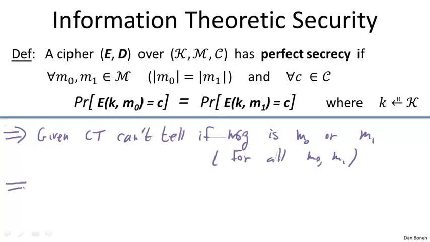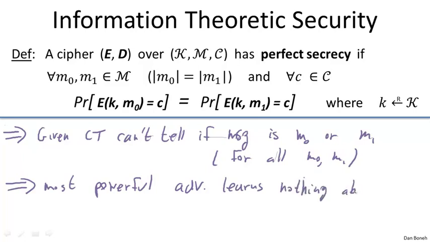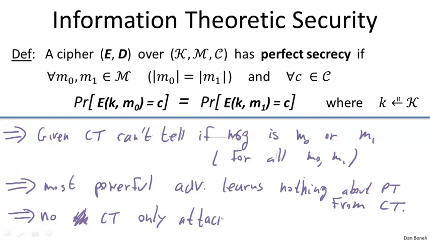What this means is that if you're encrypting messages with a one-time pad, then the most powerful adversary, I don't care how smart you are, learns nothing about the plaintext from the ciphertext. To say it one more way, what this proves is that there is no ciphertext-only attack on a cipher that has perfect secrecy. Now, ciphertext-only attacks aren't the only attacks possible, and other attacks may be possible.